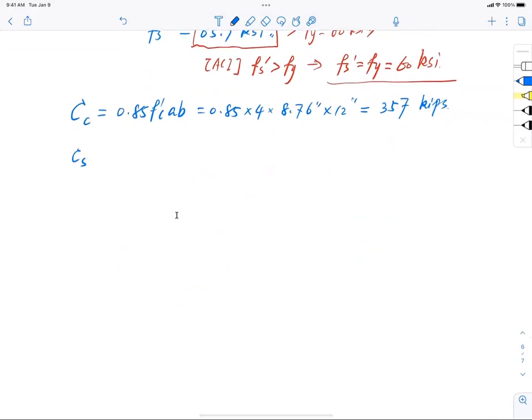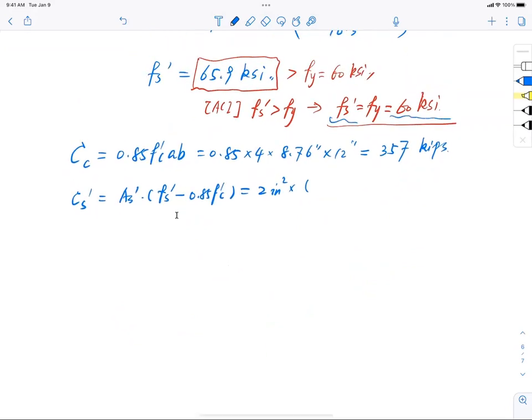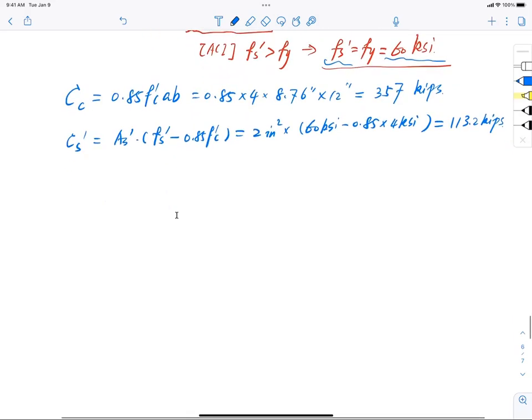All right, then the rest of the compression comes from the steel, which should equal As prime multiplied by (Fs prime minus 0.85 f prime c). So As prime, how much reinforcement in compression? That is 2 inch squared. What is the stress in compression? We just calculated, that is 60 ksi capped, and then minus 0.85 times the concrete strength, which is 4 ksi, and now you have it. So Cs prime equals a total force of 113.2 kips, and that is the total compression force from the compression reinforcement.